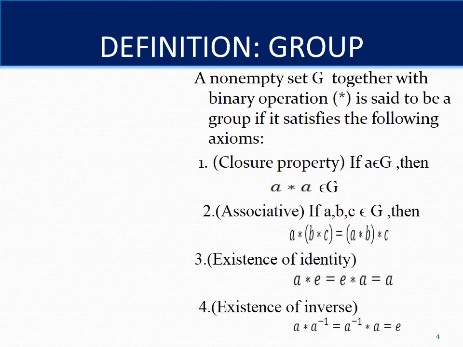Number 3, existence of identity. There exists an identity element e in G such that a star e equals e star a equals a itself. Number 4, existence of inverse. That is, there exists a inverse for every a in G such that a star a inverse equals a inverse star a equals e.